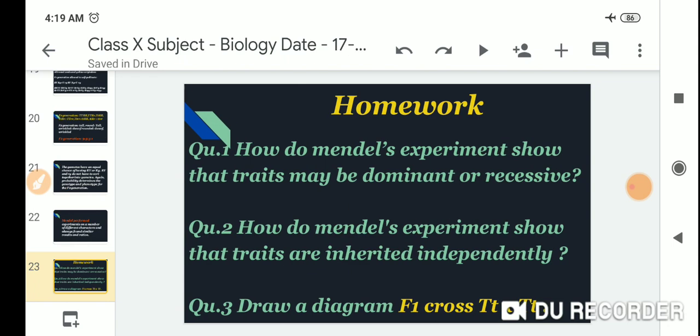So dear students, today's homework is only three questions. First one: how do Mendel's experiments show that traits may be dominant or recessive? Second one: how do Mendel's experiments show that traits are inherited independently? Third one: draw the diagram of the F1 cross, capital T small t crossing over to capital T small t.